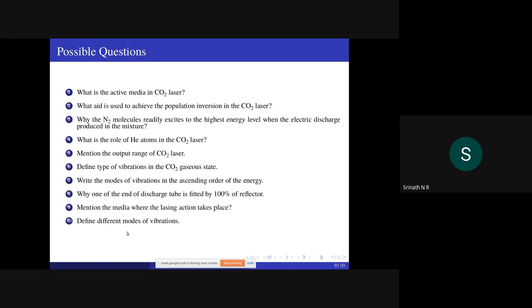Define the different modes of vibration. As I mentioned earlier, in bending mode, the carbon atom moves upward while the oxygen atoms move downward, and vice versa. In symmetric mode, the oxygen atoms oscillate about a fixed carbon atom, whereas in the case of asymmetric mode of vibration, the carbon atom moves in one direction, whereas the oxygen atoms move in the opposite direction along the molecular axis. These are the different types of modes of vibration.